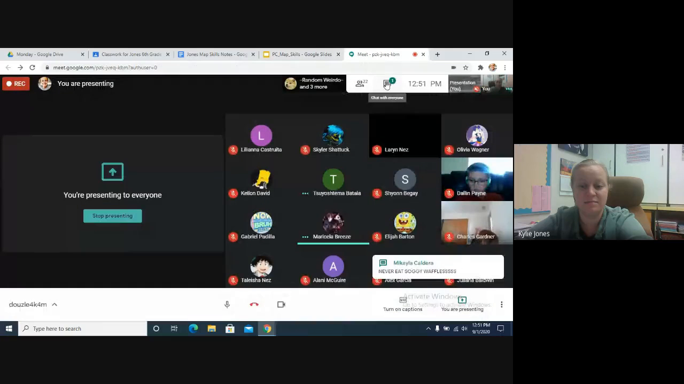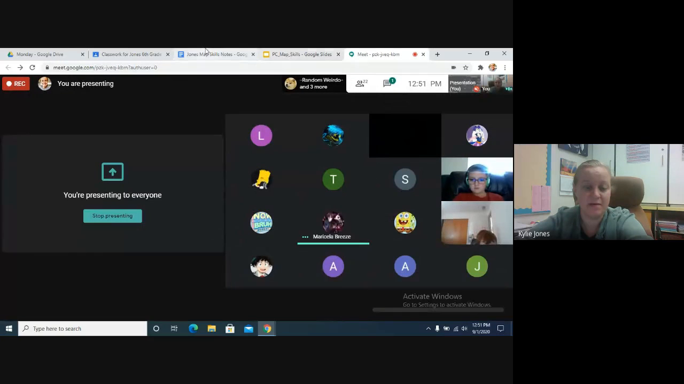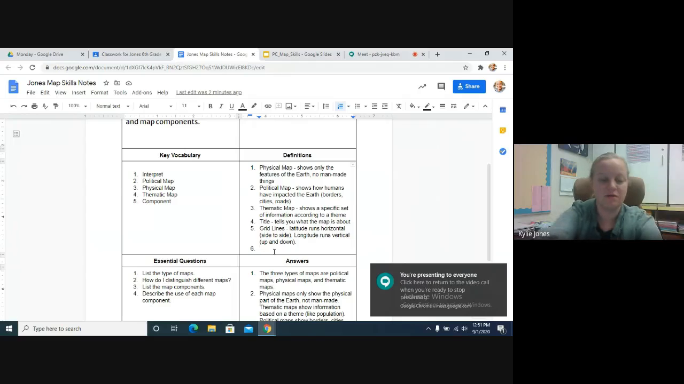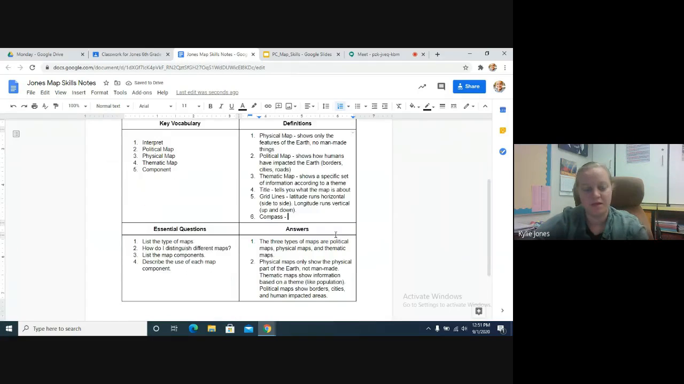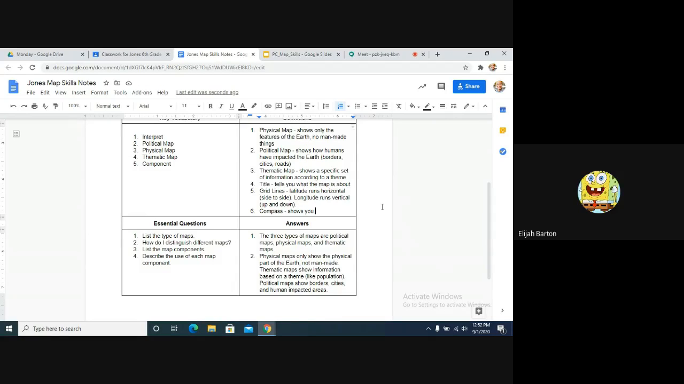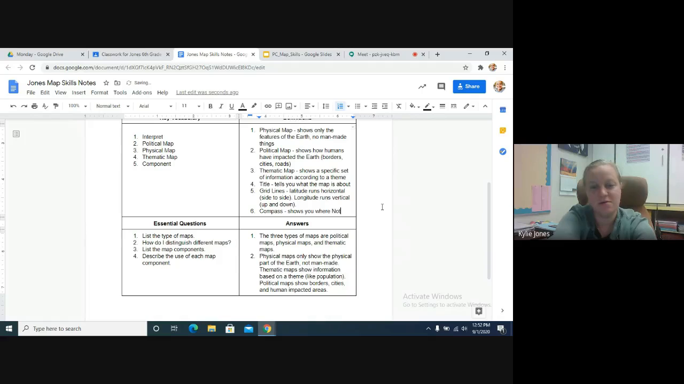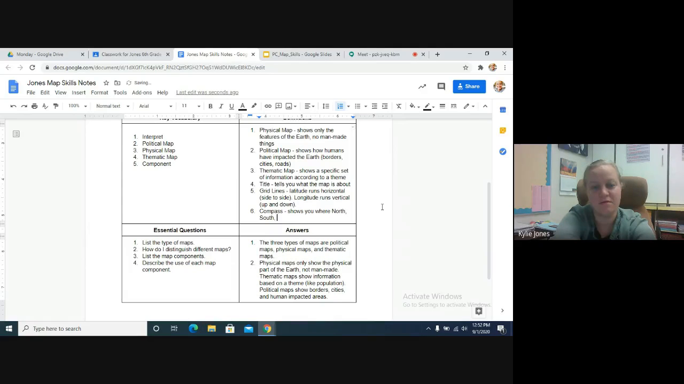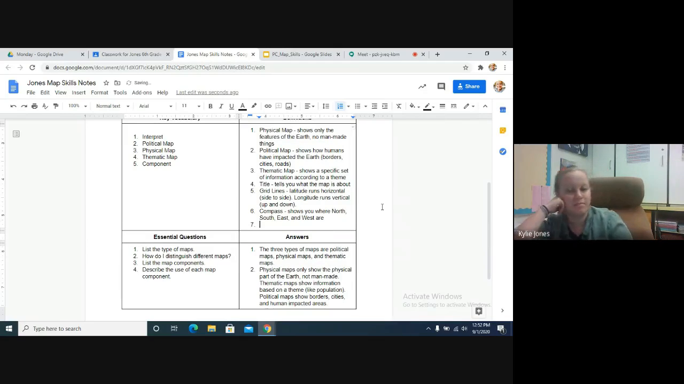Okay, so let's go ahead and type that into our notes. So our number 6 is the compass. And what does the compass show you? North, south, east, and west. Good. Shows you where north, south, east, and west are. I'll give you a second to go ahead and type that one out.